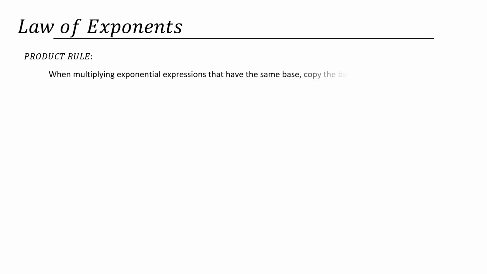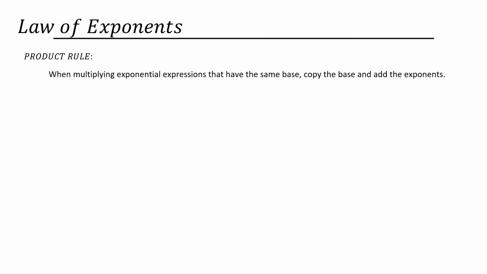So, law of exponents and specifically pag-uusapan natin yung product rule. Okay? Ayon sa product rule, by definition, sabi niya, when multiplying exponential expressions that have the same base, take note of that, pagkapareho yung base, all we need to do is we have to copy the base and add their exponents. Okay? So, lahat ng exponents nila i-add natin kapag magkapareho yung base nila.